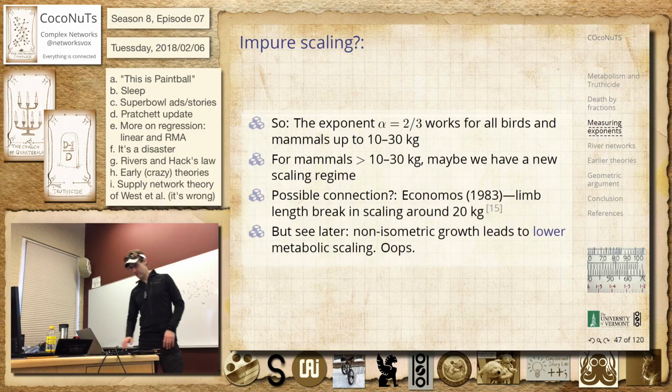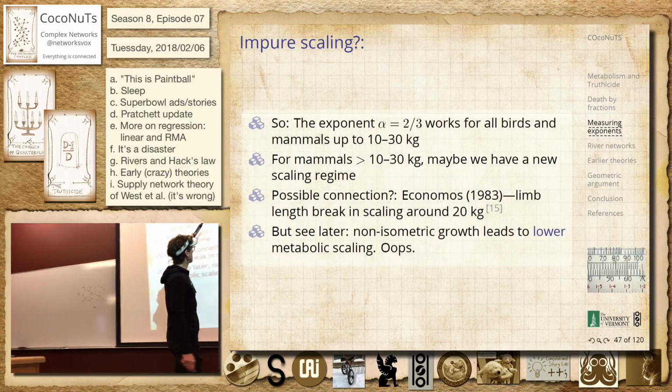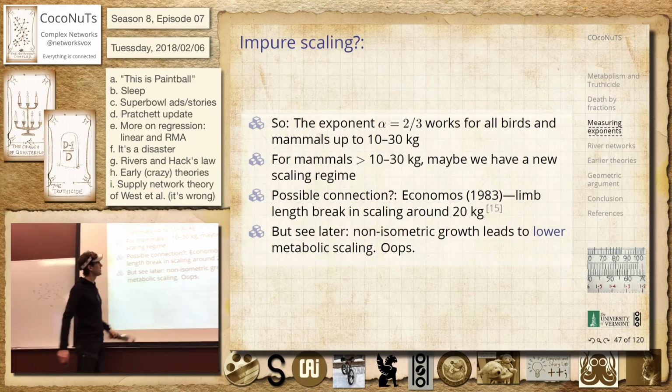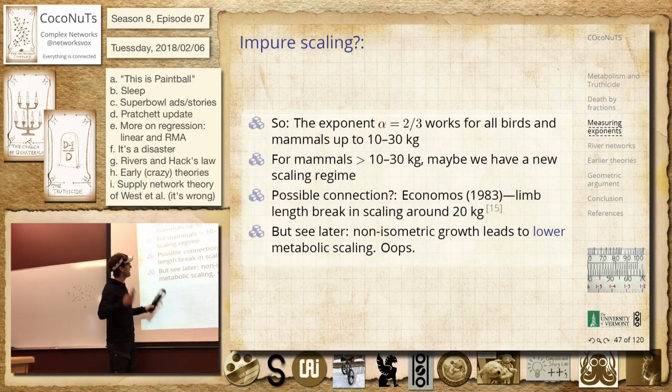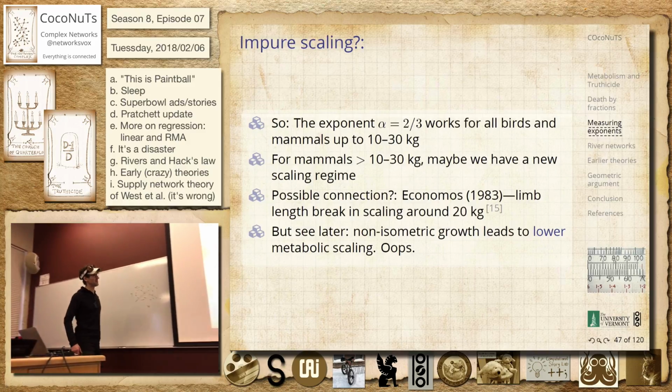Okay. So there was this last statement, I suppose, which is that the exponent 2/3 seems to work very well for mammals up to about 30 kilograms. That's a ton of mammals, obviously. Birds, certainly the full range that we have. Maybe there's a different scaling that's happening. This is not really sorted out, but we'll sort of dig into that a little bit.